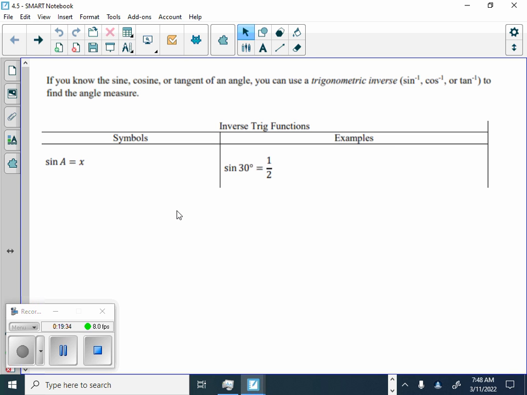Alright, let's start our final lesson. Okay, so this is called inverse trig. Okay, so notice that with all the trig problems so far, we've had an angle, we're looking for a side. Okay, now we have the sides, I need to figure out what the angle is. Okay, so that is doing the inverse.